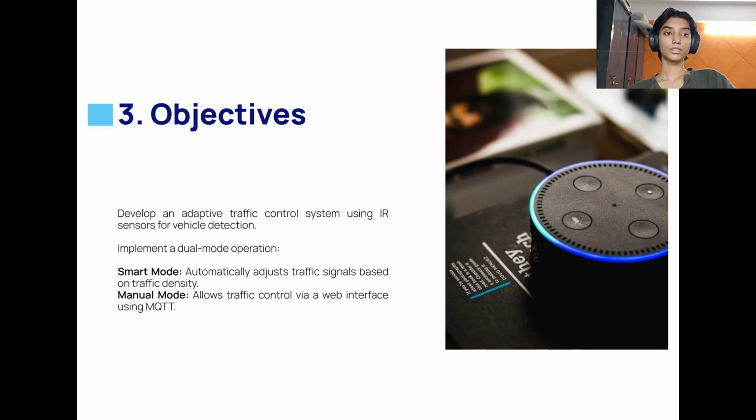Then the objectives. In order to develop this, I have used IR sensors and I have this dual operation. One is the smart mode, which detects whether this lane has a vehicle. Again, the toy cars demo. It detects whether this lane has a vehicle or not and shifts accordingly. So this lane has a vehicle currently, and this lane doesn't have any vehicle, so it will be a green light for them in smart mode.